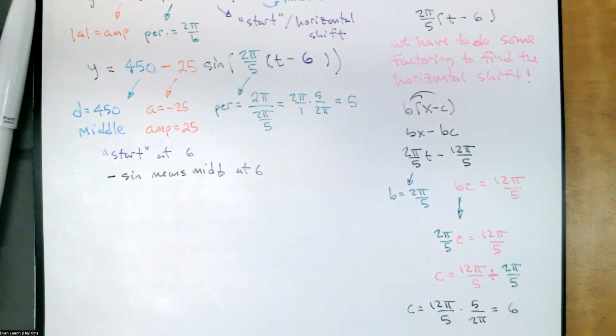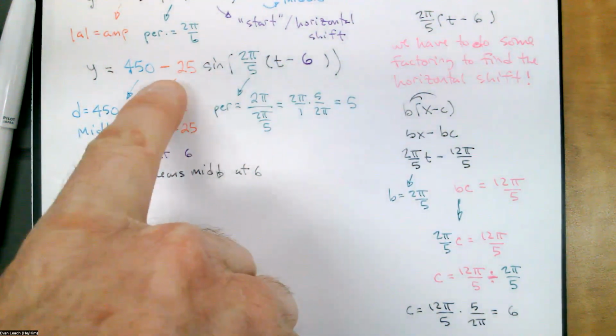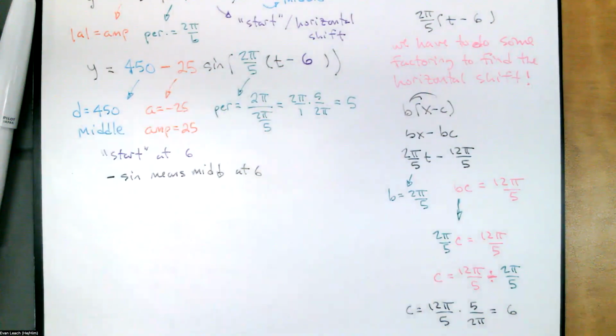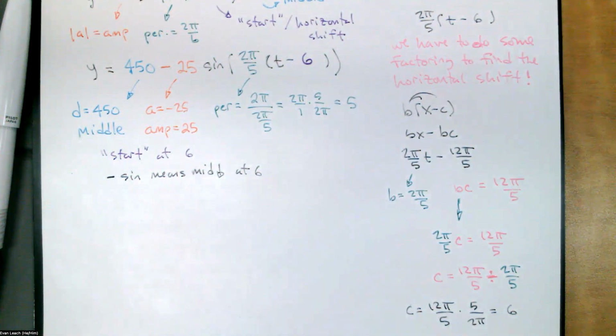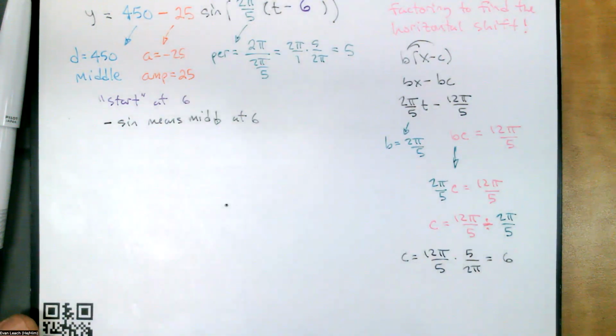So remember, we have all of these different starting points. Plus or minus cosine, plus or minus sine. Whether we're starting at the top or bottom for cosine, the middle going up or the middle going down for sine. Because my amplitude is negative, and we're using sine, that means the starting point will be the middle going down. So at 6, we're going to have a middle going down.